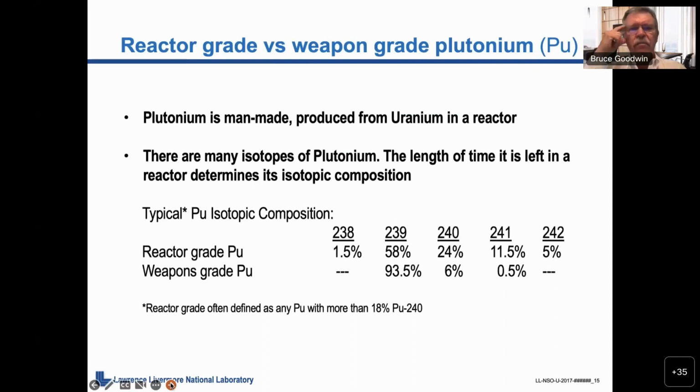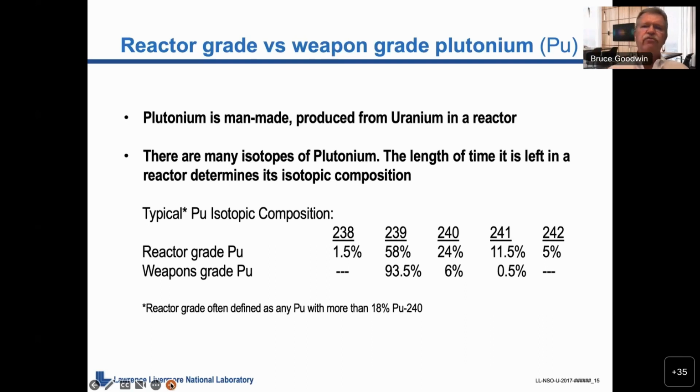So let's compare reactor grade versus weapons grade plutonium. Now, all plutonium is man-made because it has a half-life of 24,000 years. So any that was created in the beginning of the solar system has long since decayed away and disappeared. And you make it in a nuclear reactor from uranium. And there are many isotopes of plutonium, and the length of time that you leave it in the reactor determines the relative abundance of the different isotopes of plutonium.